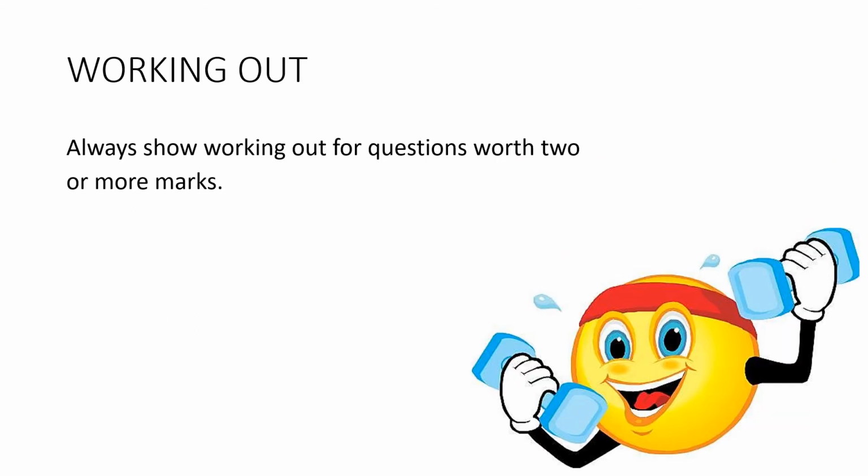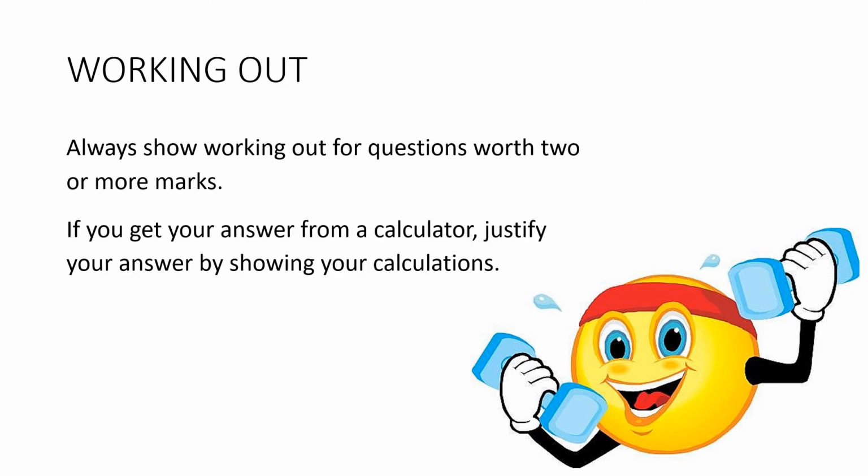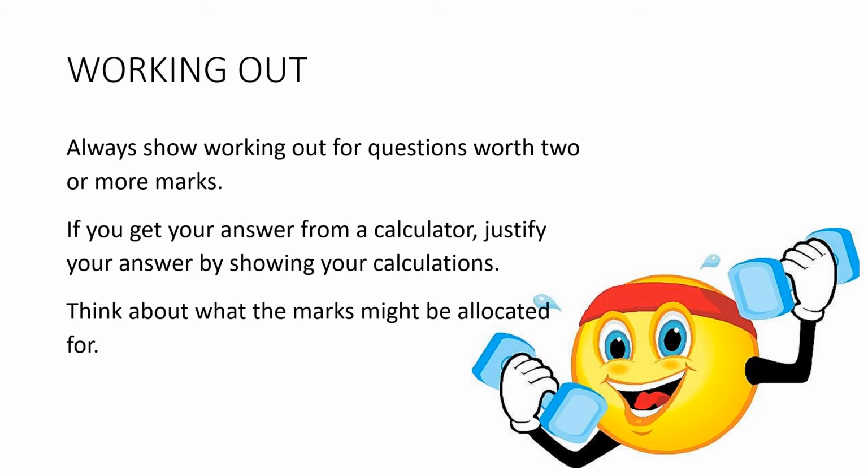Now, it's good exam technique to always show working out for questions worth 2 or more marks. If you make a silly mistake, then they can follow through from your error and give you part marks. Now, some students say to me, well, I don't know what to write down. Well, if you've used your calculator to get your answer, then write down what you typed into the calculator. That's working out. Another tip, think about what the marks might be allocated for. If the question says, find x and justify your answer, that's 2 things. Tell them what x is and tell them why you know that.